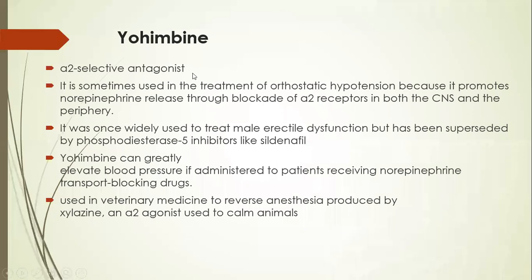And here we have another antagonist, yohimbine. This is an alpha-2 selective antagonist. It is sometimes used in the treatment of orthostatic hypotension because it promotes norepinephrine release through blockade of alpha-2 receptors in both the central nervous system and the periphery.